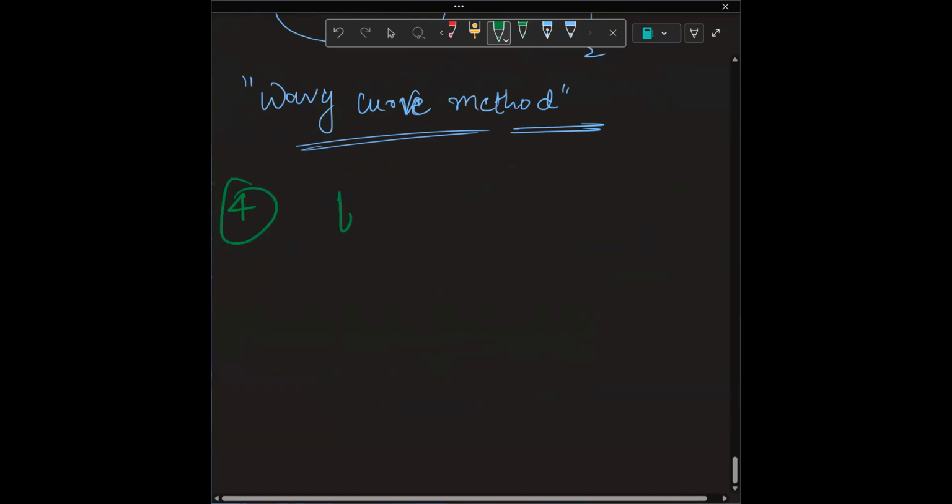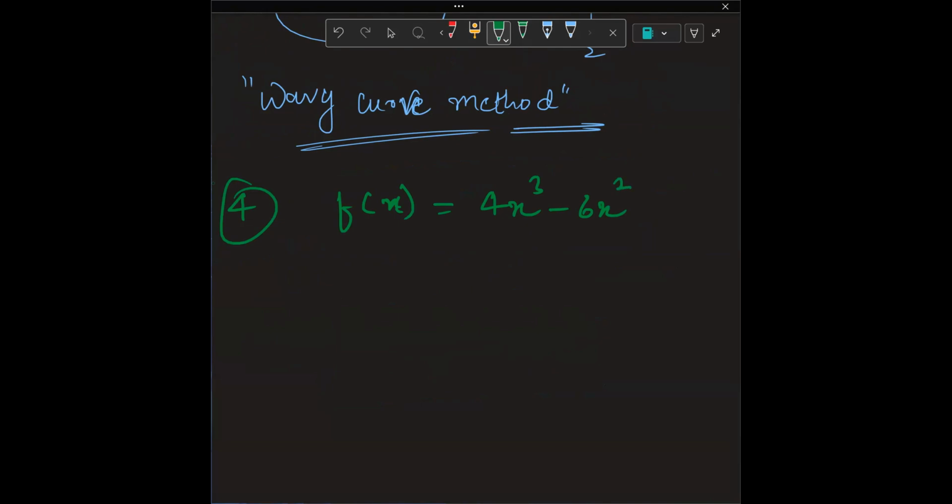Fourth question is you have a function. Now solve this one. I want to see how you will solve. 4x cube minus x square minus 72x plus 30. You need to find in which particular intervals.